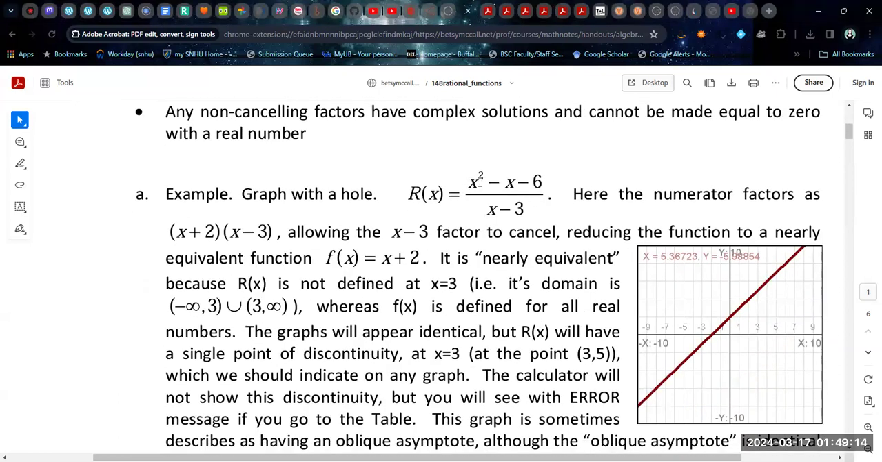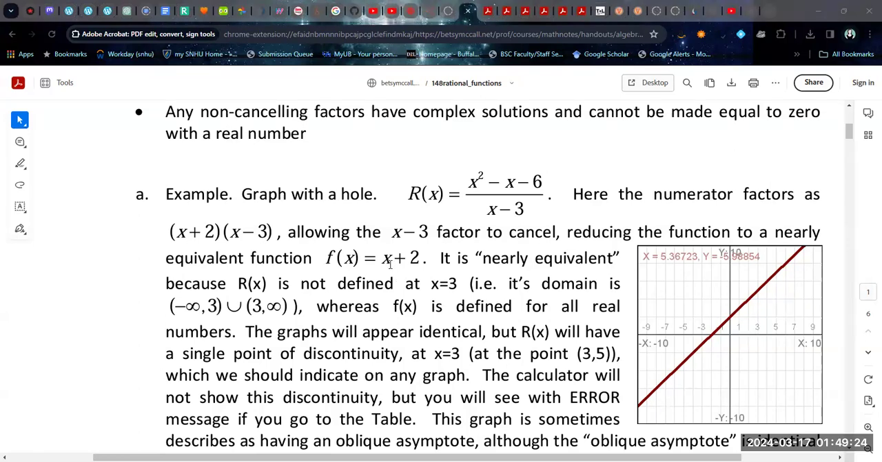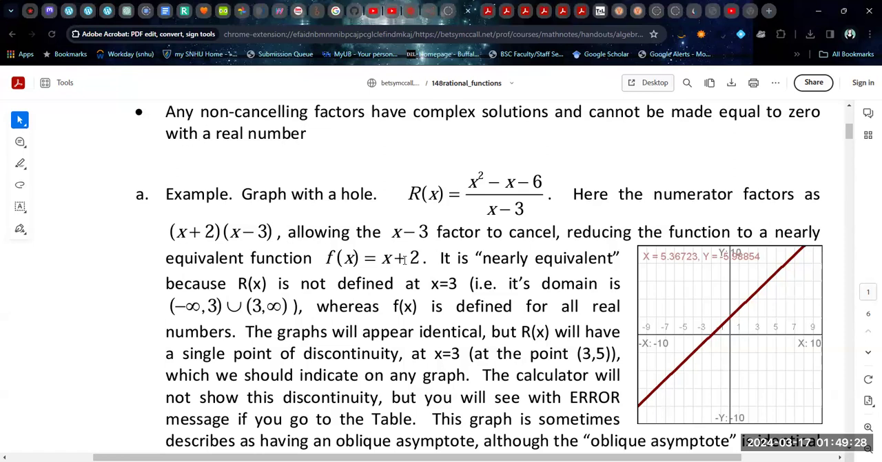So in an example like this, we would factor the numerator into x plus 2 and x minus 3. This would cancel the x minus 3, and then the reduced form of the function would be x plus 2. It's nearly equivalent to the original function, except the original function was not defined at x equals 3. And therefore, there is actually a hole in the graph.